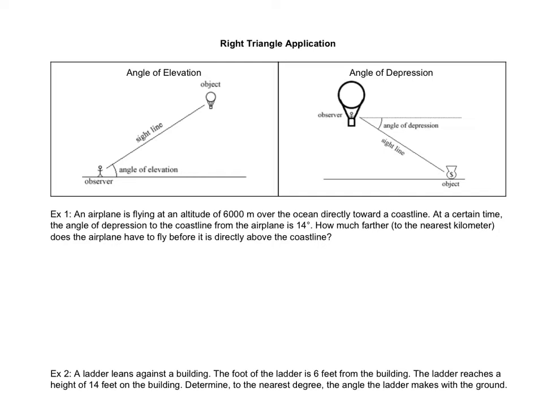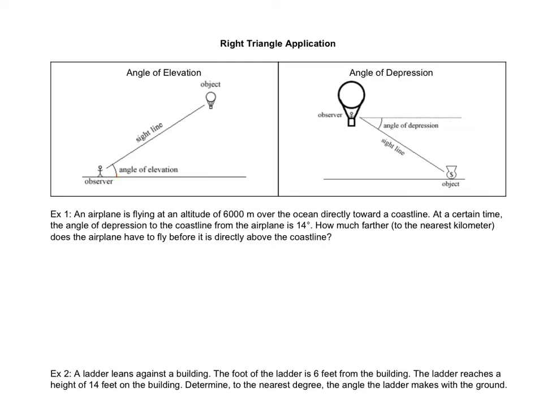So for an angle of elevation, the observer is on the ground and they look up at an object in the sky. The angle of elevation is created between the horizontal and their sight line. So remember, when you're walking around, you're looking horizontally. So the motion of looking up creates this angle right here, and that is called our angle of elevation.